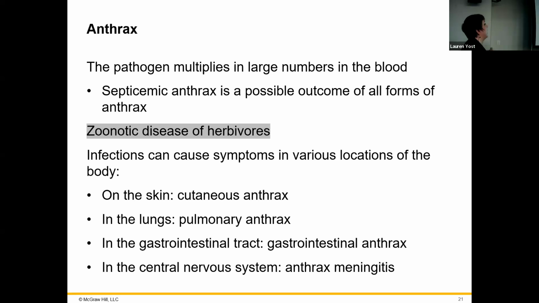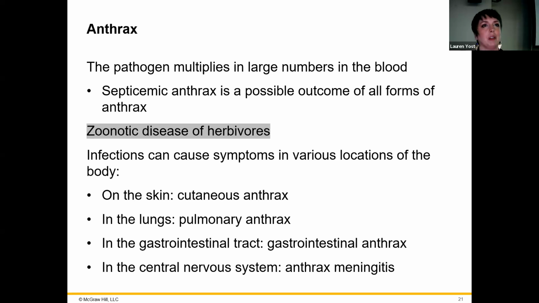All right, moving on to anthrax. We talked about cutaneous anthrax in chapter 19, but anthrax can also be disseminated through the bloodstream, which we would consider to be the septicemic version of anthrax. This is a possible outcome of all forms of anthrax. They can all move into becoming the septicemic version. So the different versions of anthrax that we have down here, the skin one is cutaneous, the lungs is pulmonary anthrax, the gastrointestinal anthrax, and then nervous system anthrax develops into meningitis. So it's anthrax meningitis.